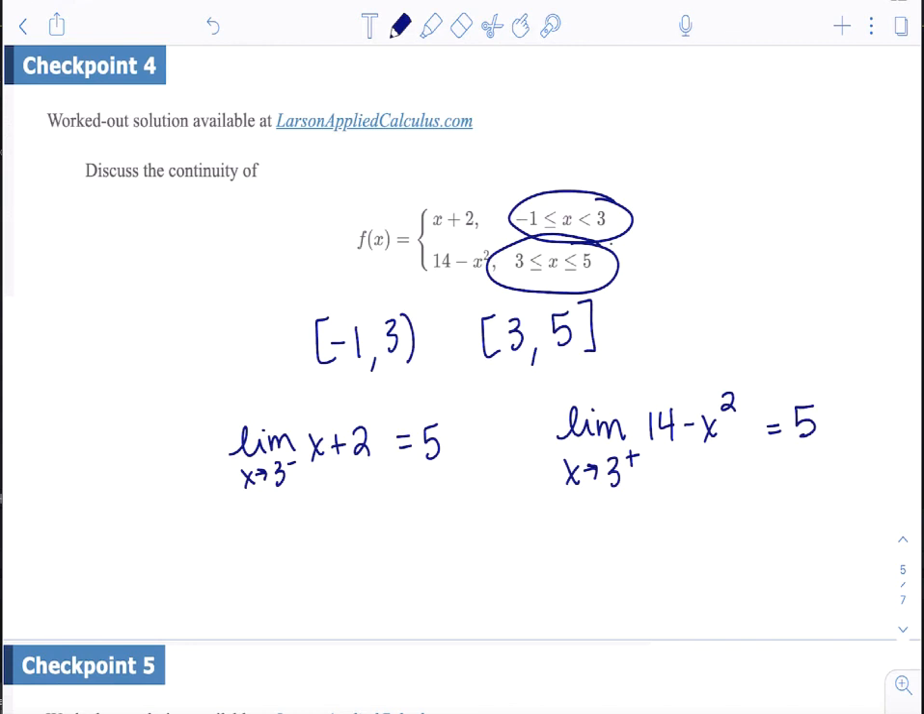So now that we see that the limit as x approaches 3 from the left and from the right is going to the same value, we can conclude that this function is continuous on the closed interval -1 to 5.